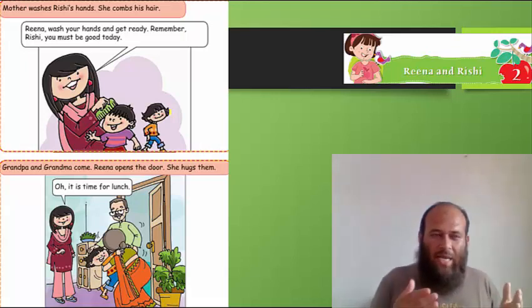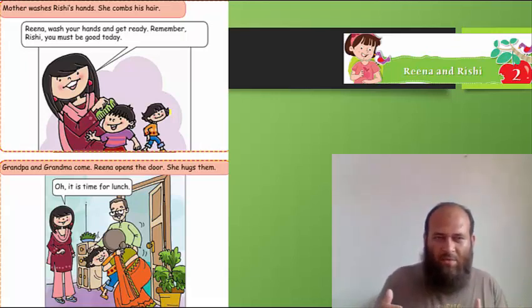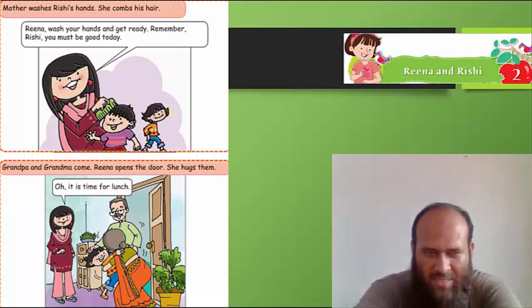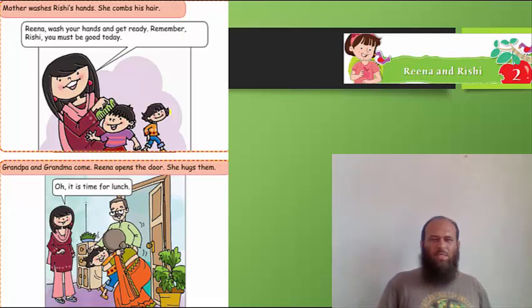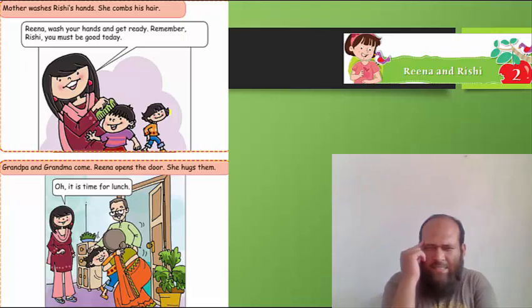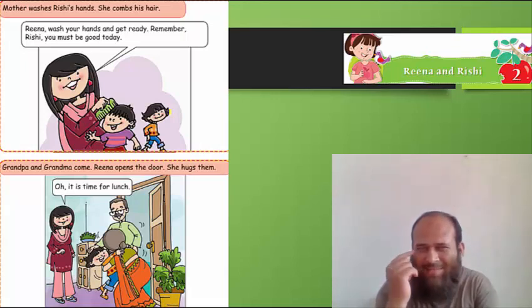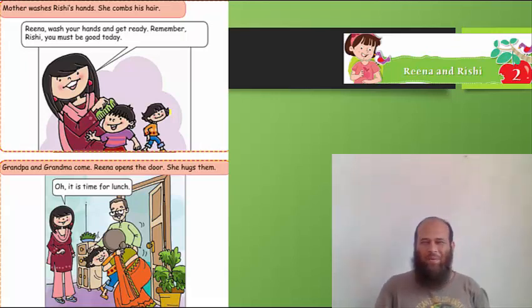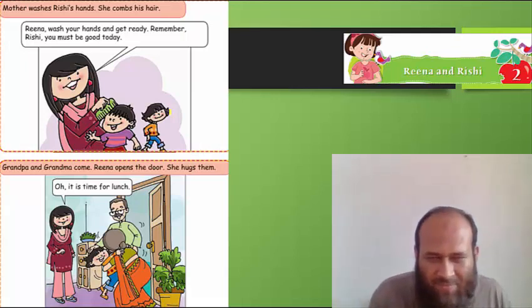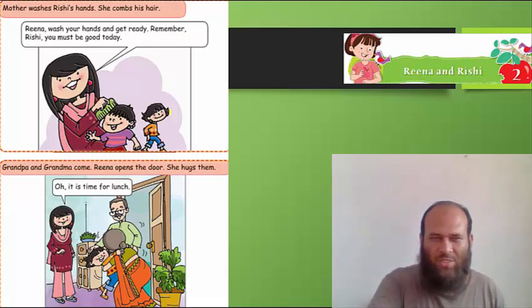Grandma and Grandpa come. Reena opens the door and she hugs them. Can you see Reena is hugging her grandmother? Is she the grandmother or the grandfather? She is the grandmother. Oh, it is lunch time. It's time for lunch.